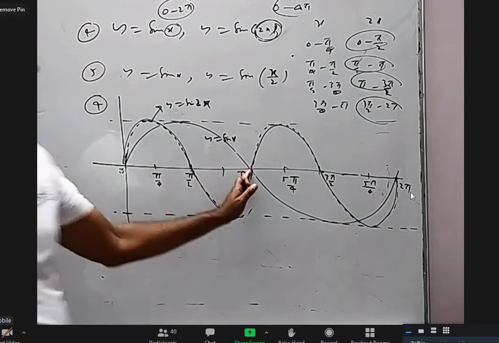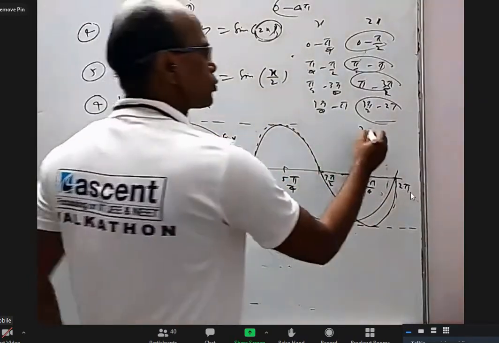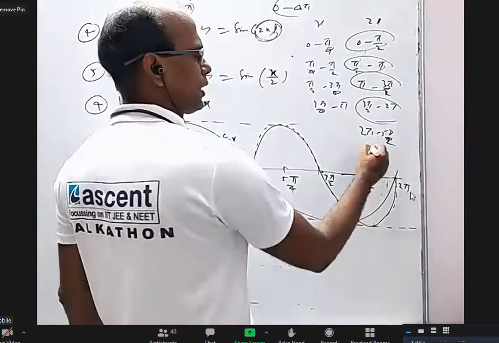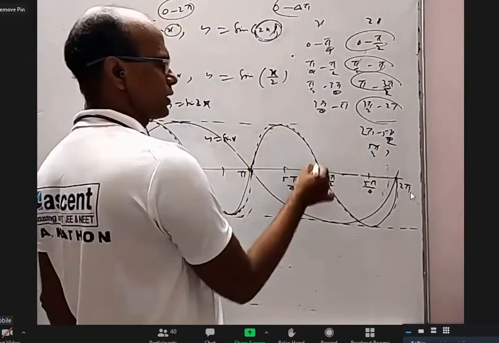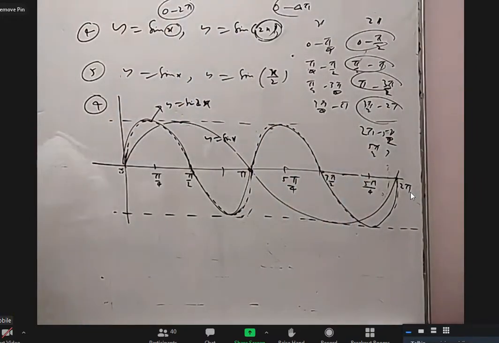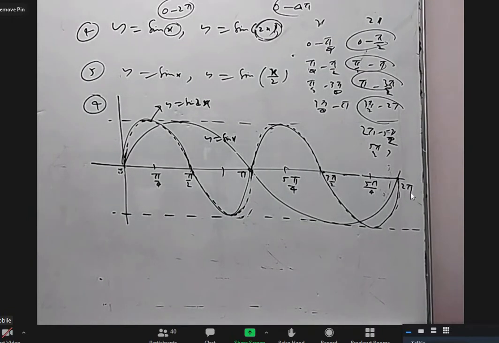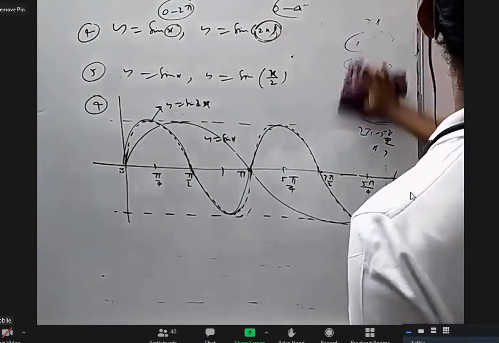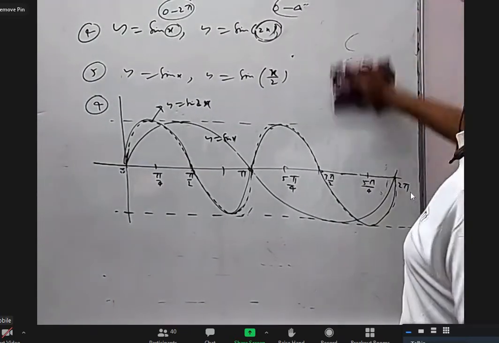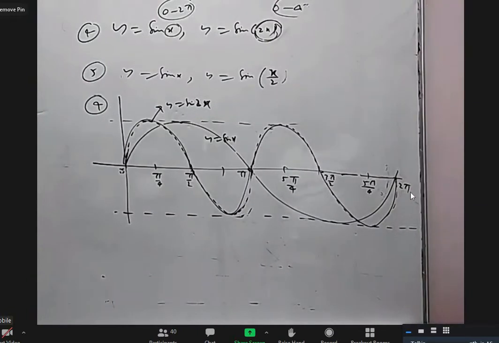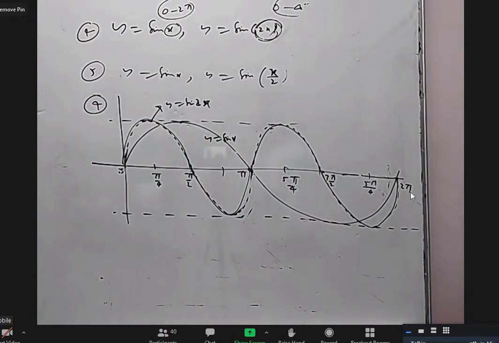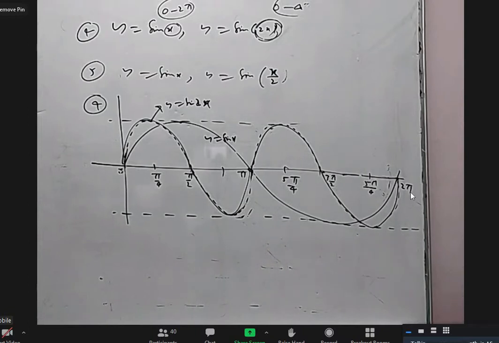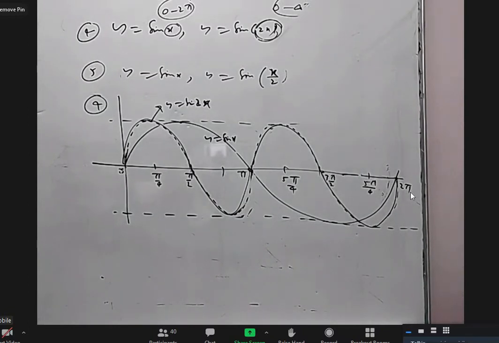Again, between pi to 2 pi, it will cover 2 pi to 5 pi by 2 and 5 pi by 2 to 3 pi. Again first quadrant, again second, again third, again fourth. Is it okay now? Sir, that means if it covers only one rotation, then we will get only one wave. Yes, correct, you are right.